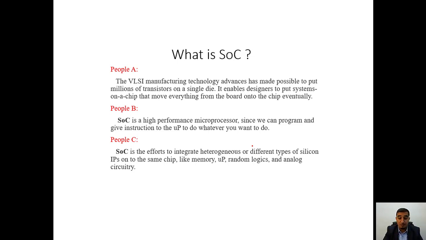But on a system on chip, we have heterogeneous, different types of silicon, different types of manufacturers on the same chip, like memory, microprocessor, random logic gates, and analog circuits. They are from different manufacturers, but they are all on the same chip. So all of the above are partially right, but not very accurate.